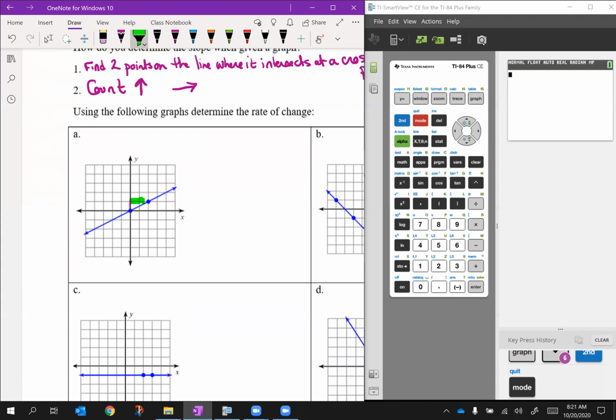So how much did this move up? It moved up 1. It moved to the right 2. So this is having a positive slope of 1/2.